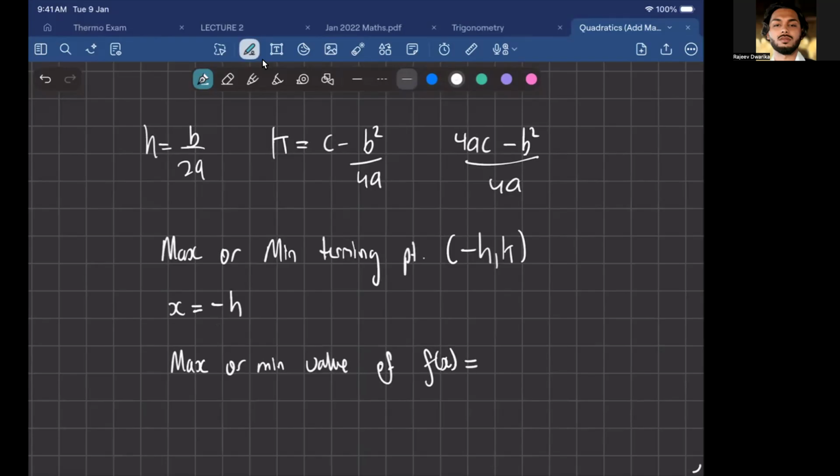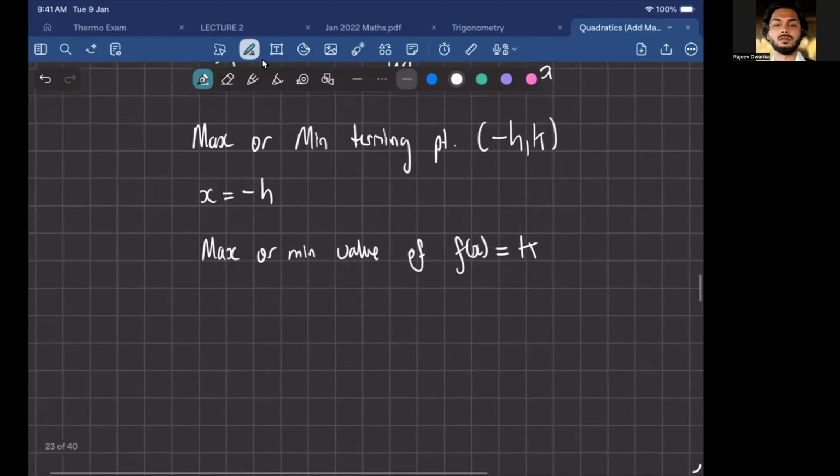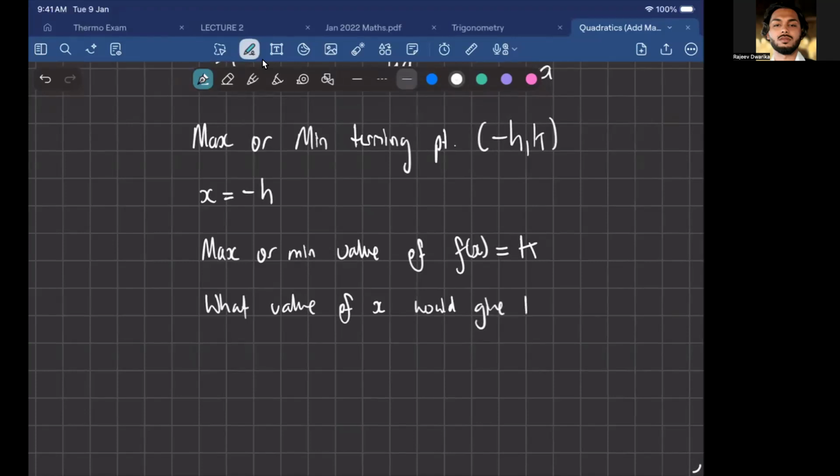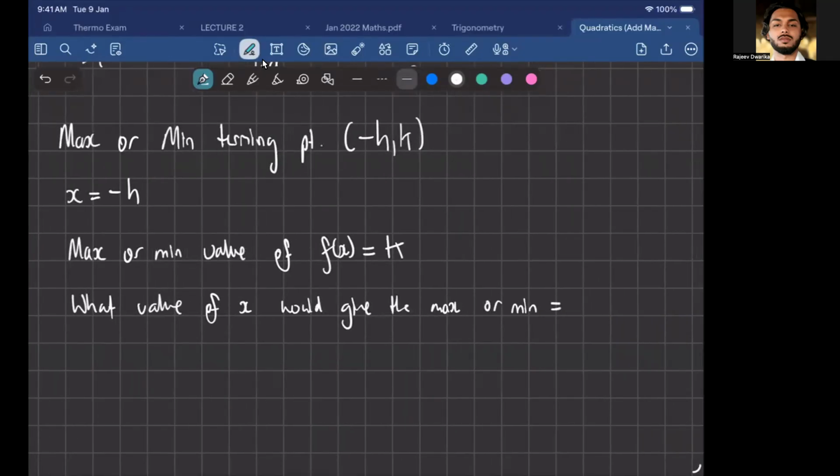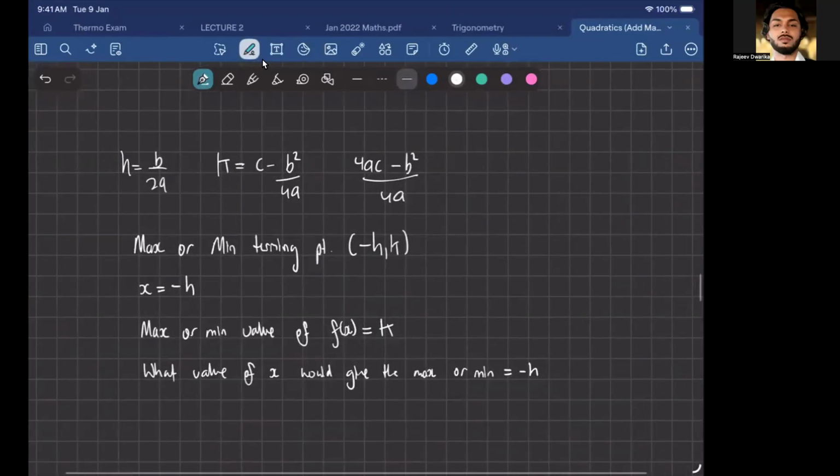Great. If I wanted to figure out the maximum or the minimum value of f of x, that would be equal to what? That would be K, right? Remember, k is the y value. That's telling you how high or low you're going. And what value of x would give the maximum or minimum? Minus H. Great.